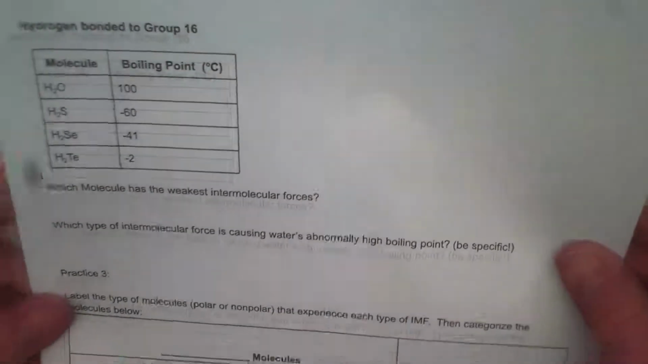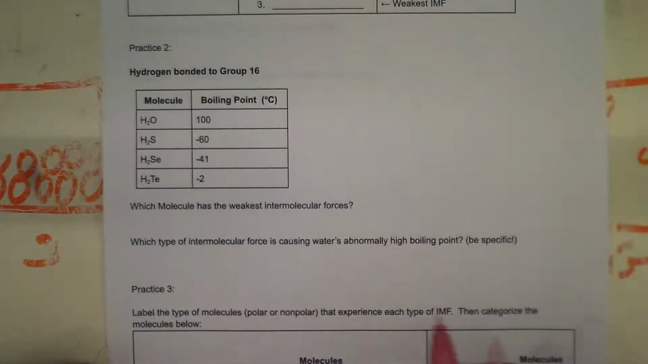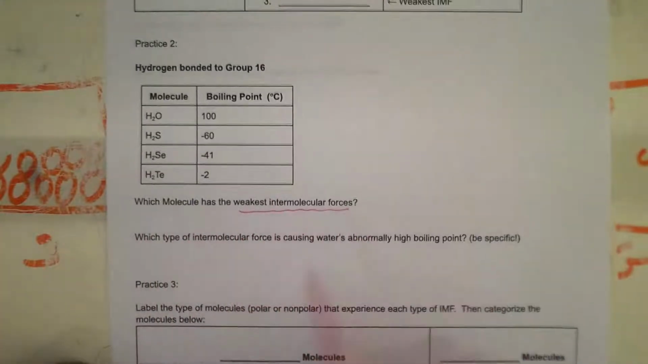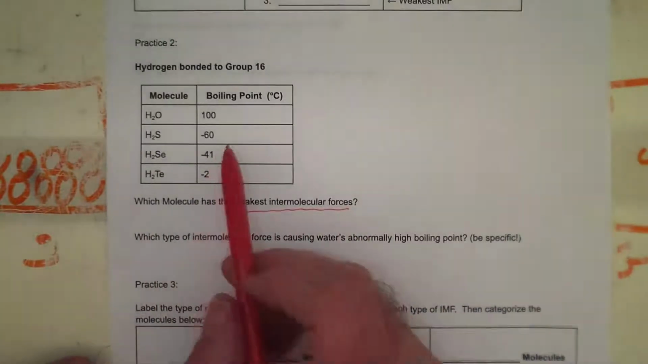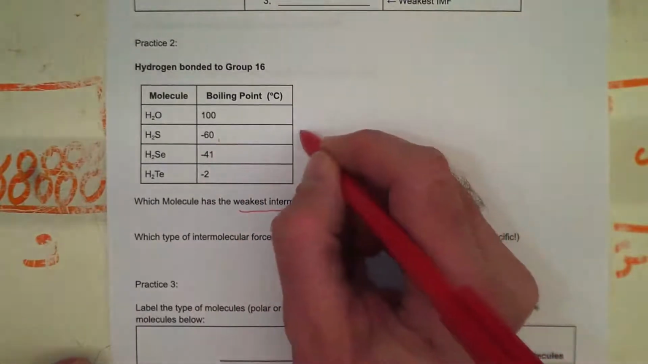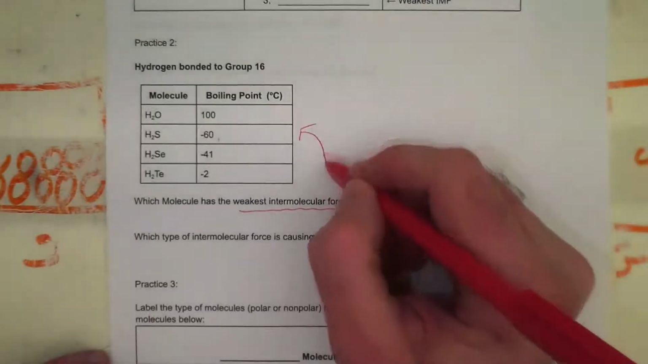Okay, so wrapping up here, I'm going to go through 2 questions. I'm going to do practice question 2 and practice question 4, and you guys can answer the other ones. Practice question 2, which molecule has the weakest intermolecular forces? Well, it's the one with the lowest boiling point, because you don't need a high temperature to pull those guys apart. So that guy's going to be the weakest.